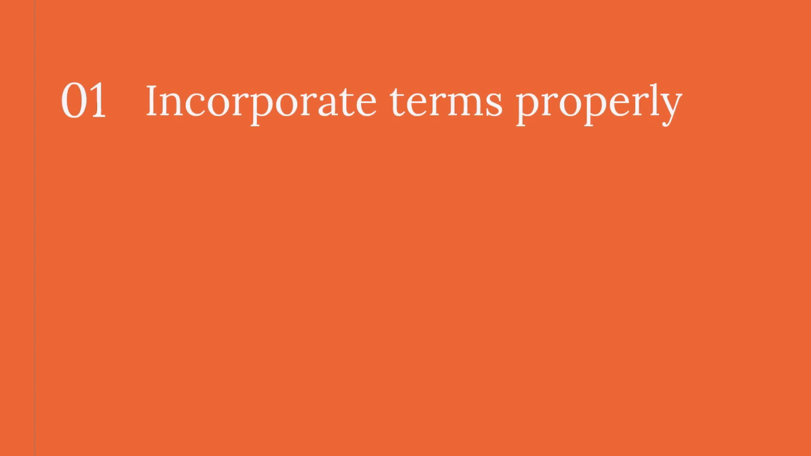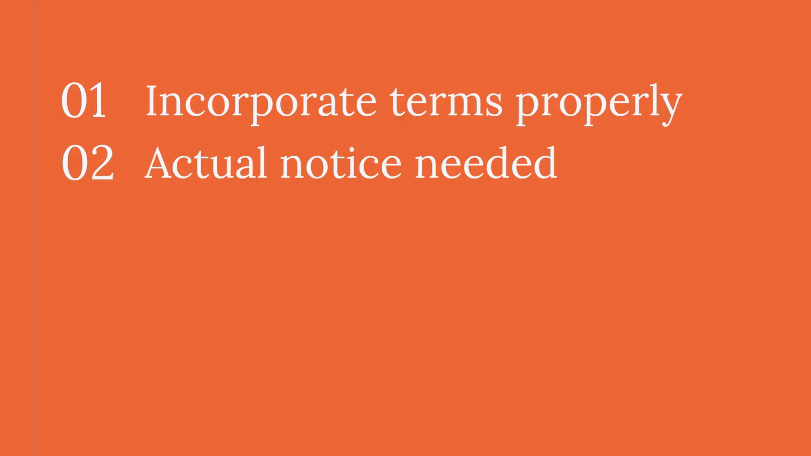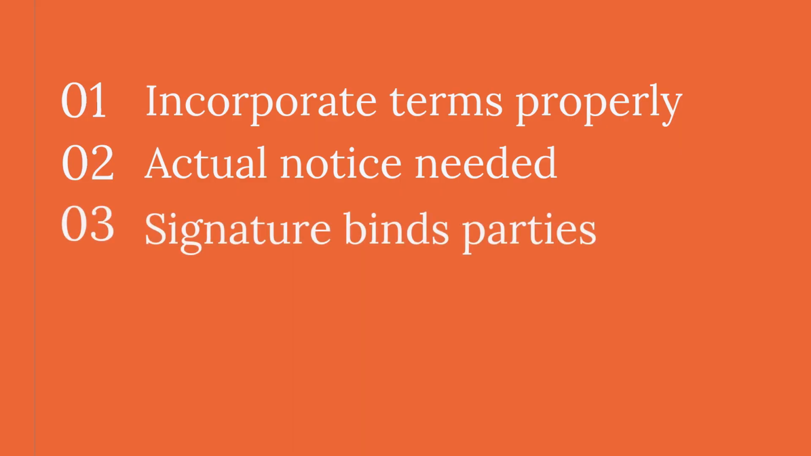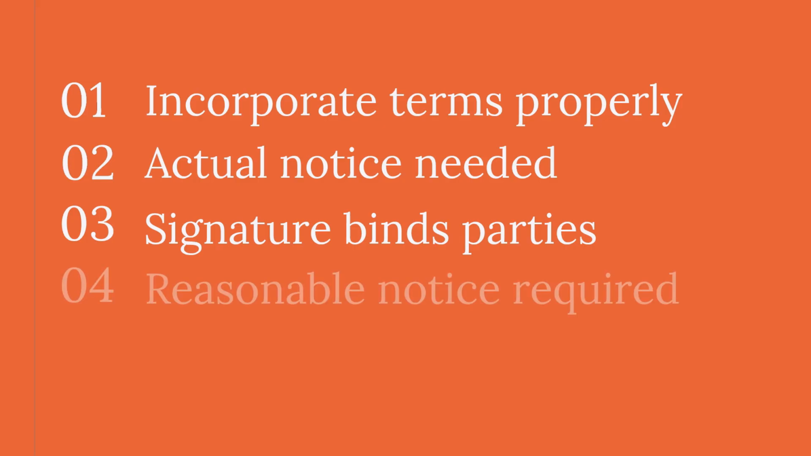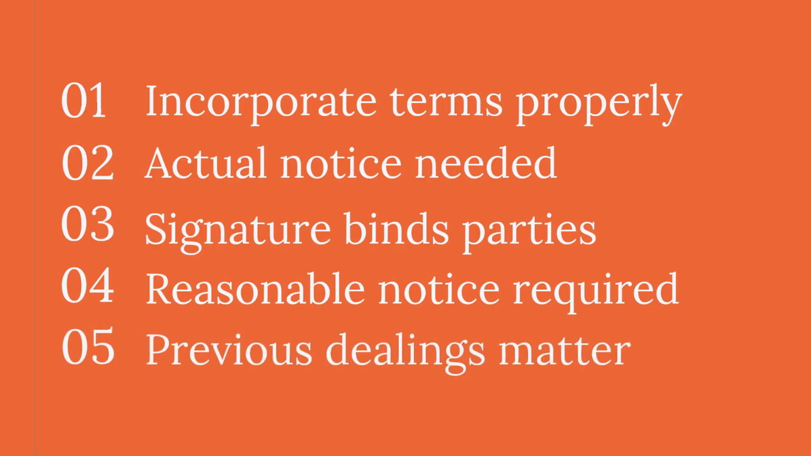For a term to be enforceable, it must be properly incorporated into the contract. This can happen through actual notice, signature, reasonable notice, or previous dealings. Actual notice involves clear communication of terms before agreement. Signature binds parties to terms even if unread, unless fraud or misrepresentation occurs. Previous dealings require regularity for terms to be incorporated.